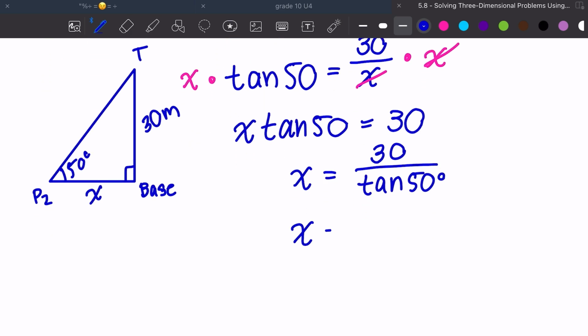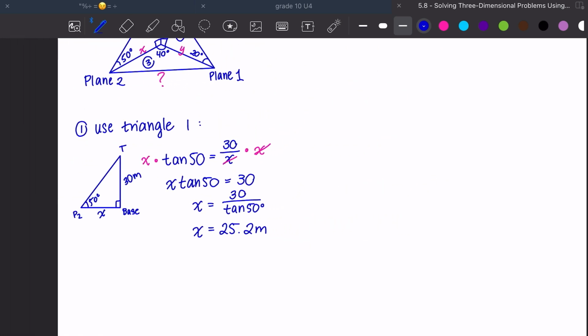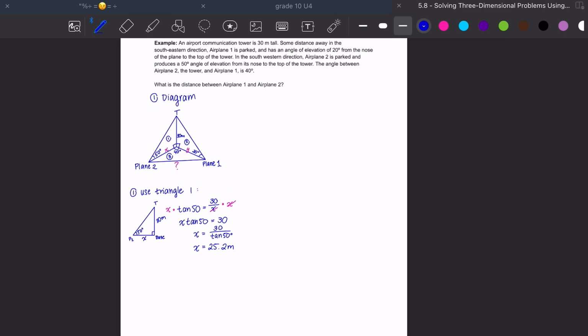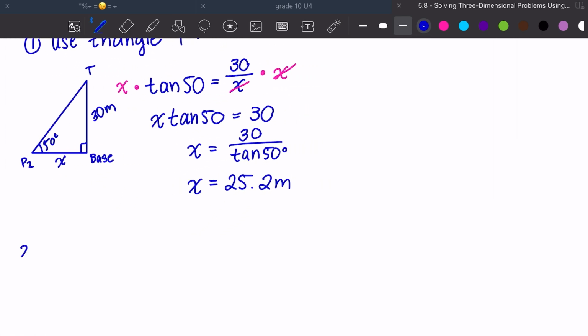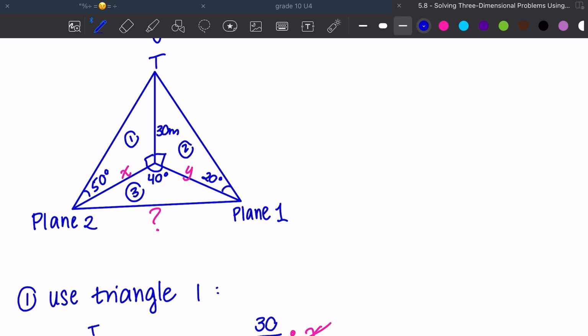which you should get, and I got 25.2 meters. So, okay, that's the distance from plane 2 to the tower. That's fine. We got that. Okay. Then I can use my second triangle, triangle 2, and I can find the distance from plane 1 to the tower.